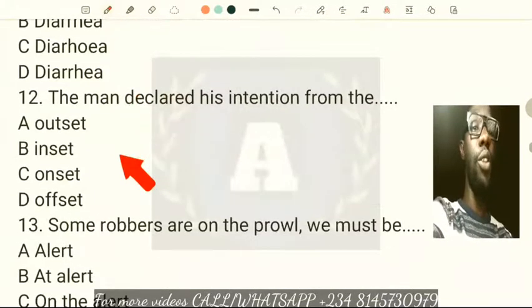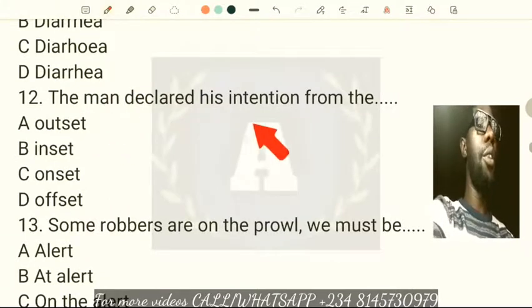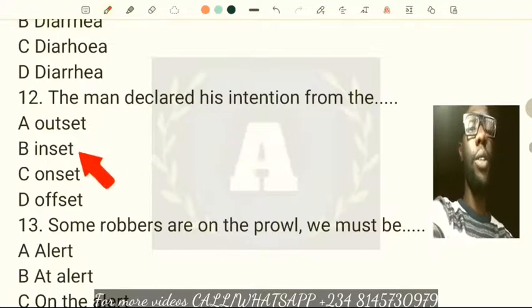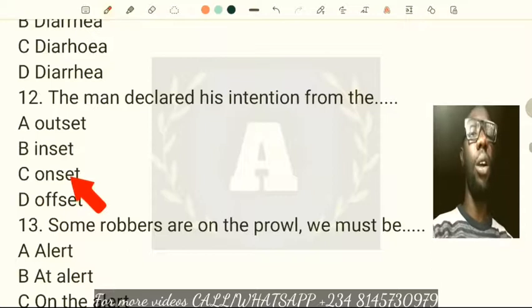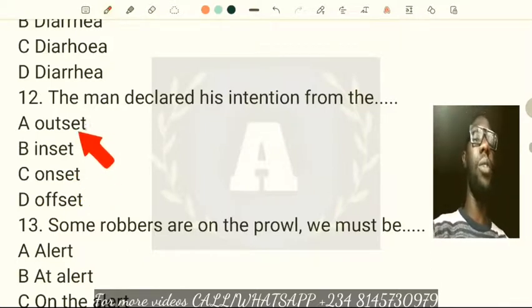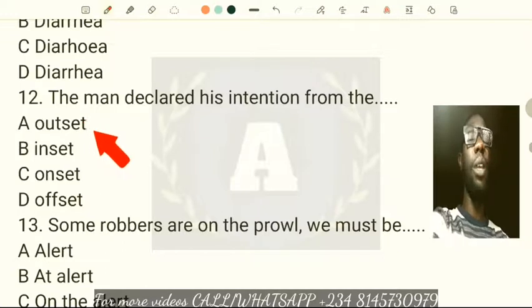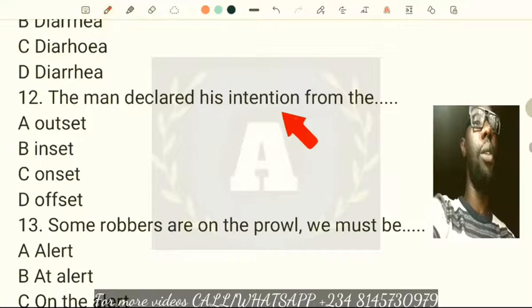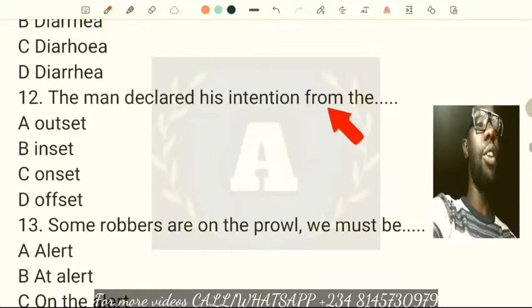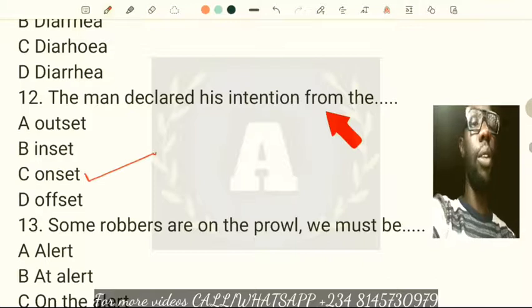And the next question says, a man declared his intention from dash: outset, inset, onset, offset. All right, we have outset and onset, which could pose confusion to students. Now, when something is set out, it means it's starting from the beginning of it. So the best answer to this question is that the man declared his intention from the onset, that is from the beginning of whatever it is.